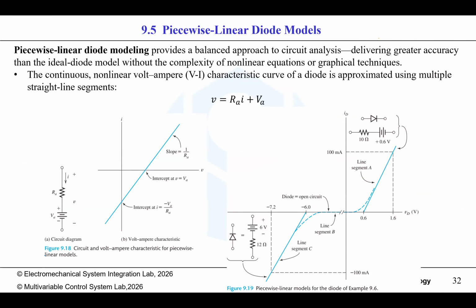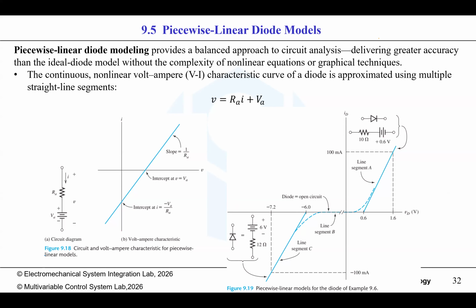Okay, it's called piecewise linear diode models. Previously we talked about how to solve the current and voltage of a diode graphically, and sometimes we use linear equations to approximate the curve.